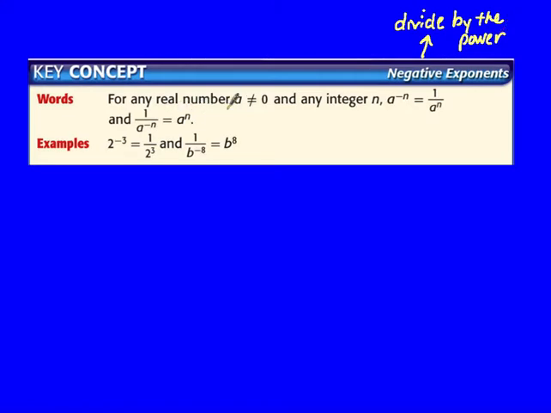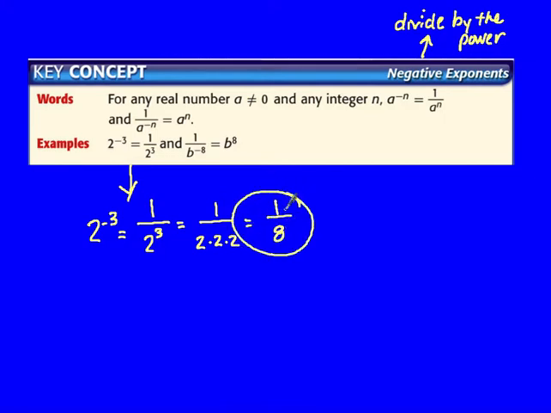So it says for any real number a, where a does not equal 0, because division by 0 is not allowed, and any integer n, a to the negative nth power becomes 1 divided by a to the nth power. Notice that it didn't become negative, it just became a division problem. So an example of this, it shows you here 2 to the negative 3rd power. So that's like taking 1 divided by 2 to the 3rd power. And if I extend that, that's 1 divided by 2 times 2 times 2, or 1 divided by 8.